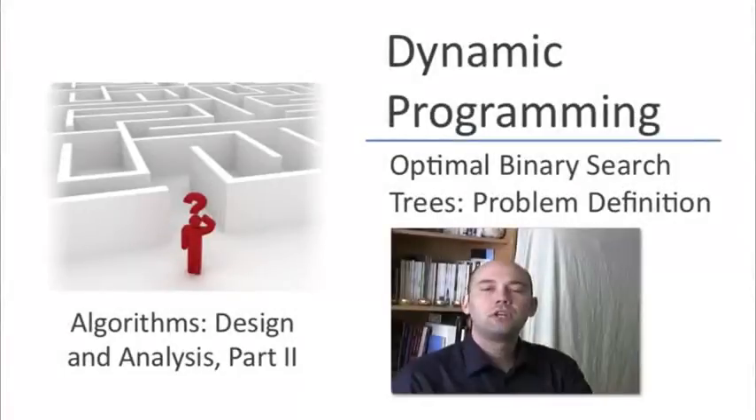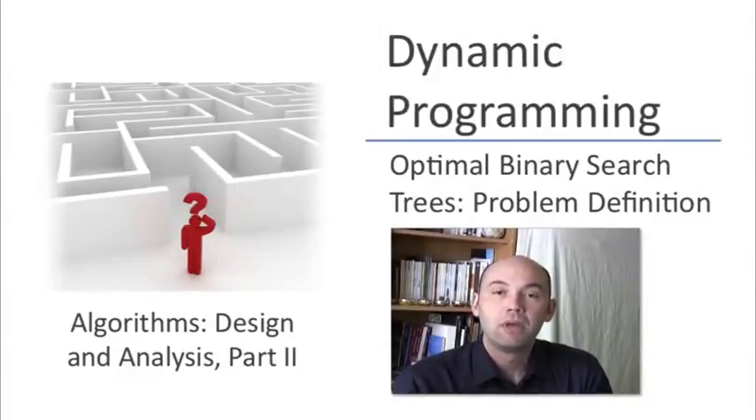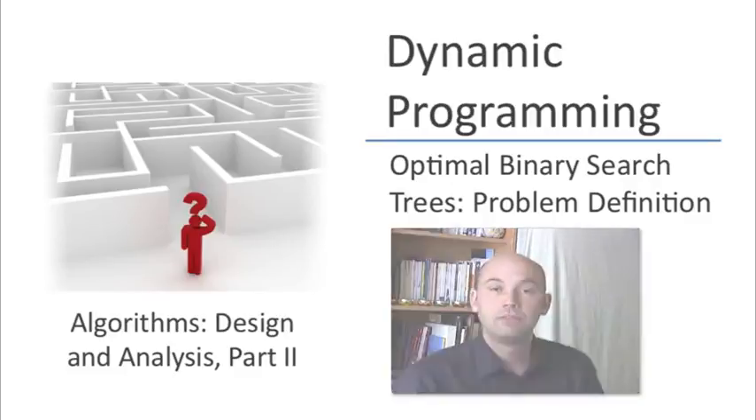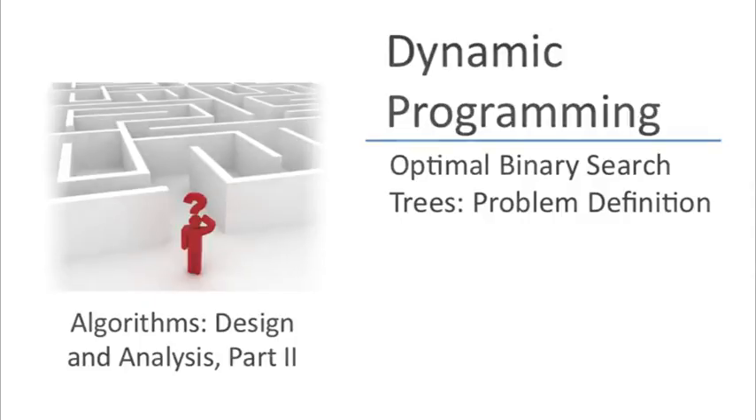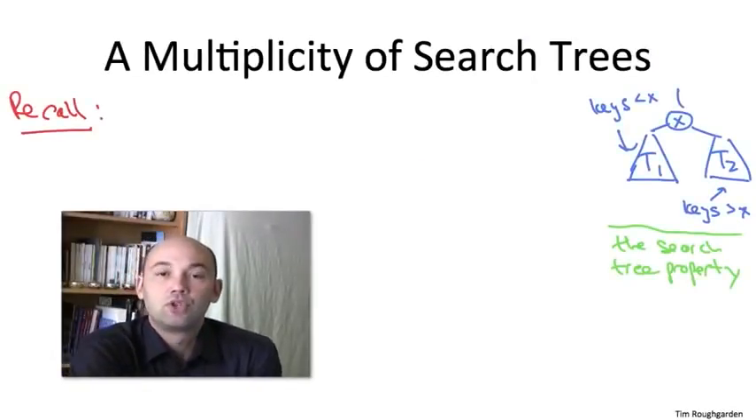In this next sequence of videos, we're going to study a slightly more intricate application of the dynamic programming paradigm, namely to the problem of computing optimal search trees that minimize the average search time with respect to a given set of probabilities over the keys. So I'm going to assume in these videos that you remember the basics of the search tree data structure. If you need to jog your memory, you might want to review the relevant video from part 1.